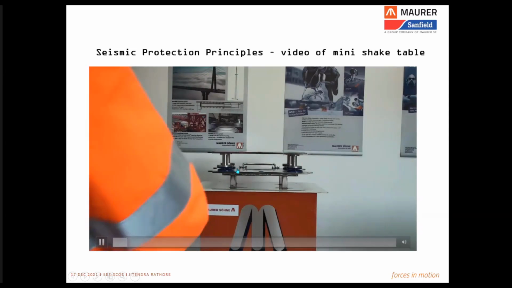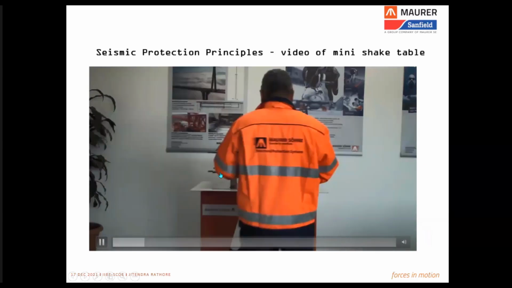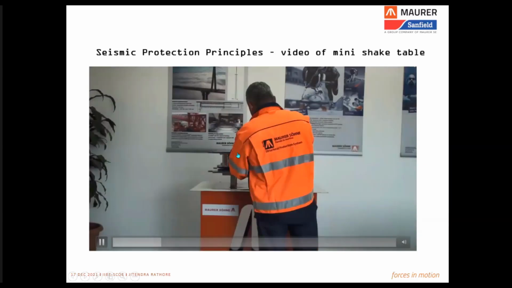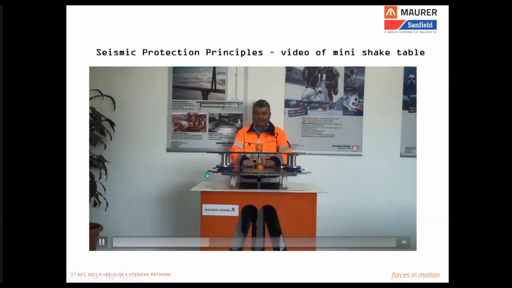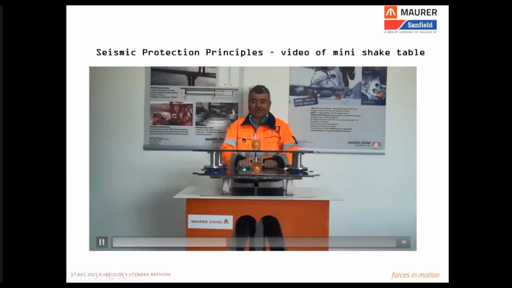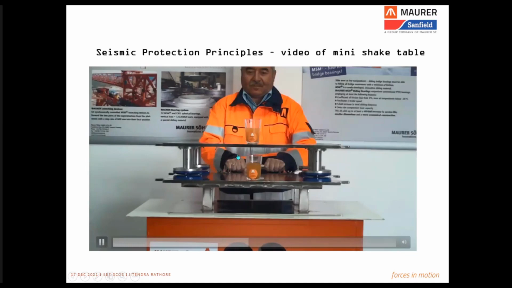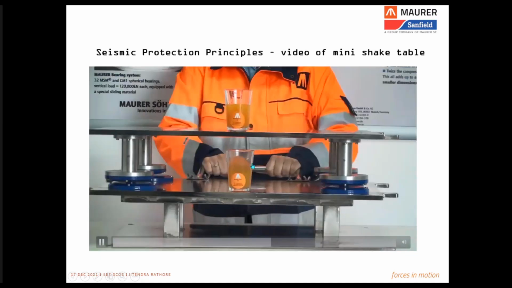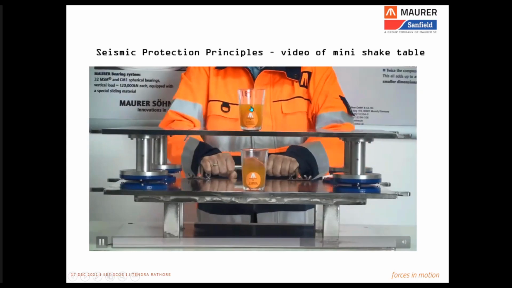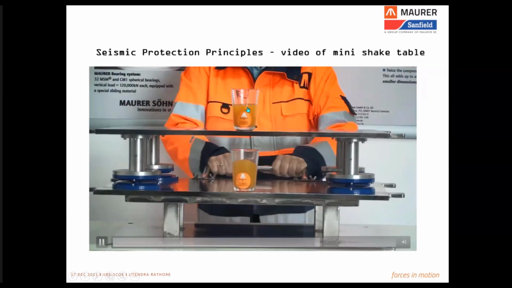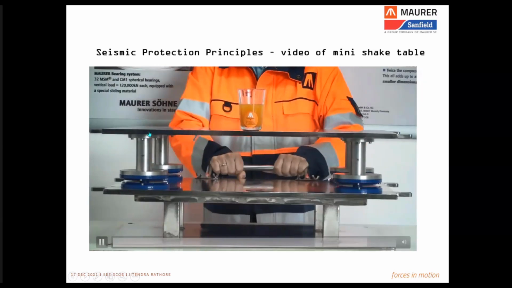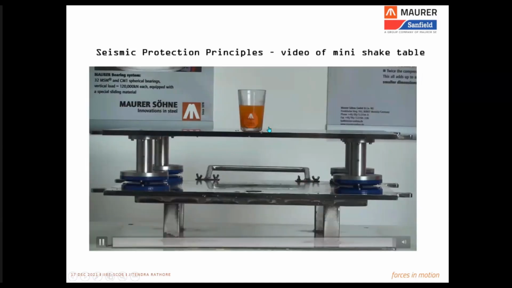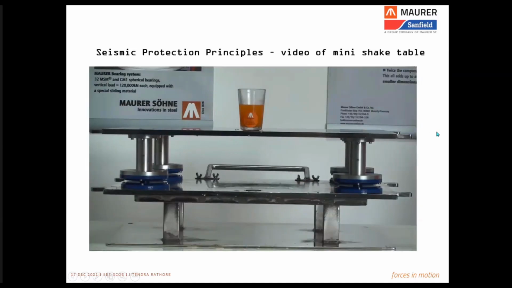In this, what we have are two levels of the table. One is the bottom level, which is integral, and the top level, which is on the isolation bearings. By the shaking of the liquid inside the glasses, the bottom liquid is shaking very high, whereas the top glass is more or less stable and the liquid inside is stable. You could imagine this is what the structure experiences when the earthquake comes. So with these isolation bearings, we are able to control the movement of the structure, and this controls the damage that can happen in the structure as well.